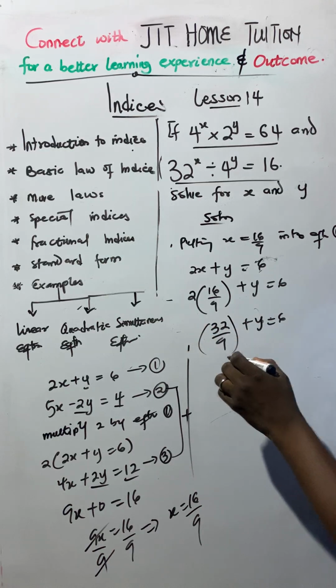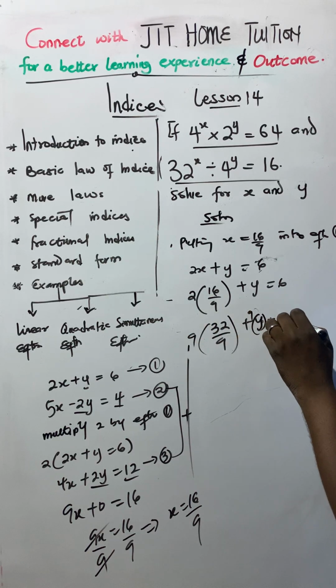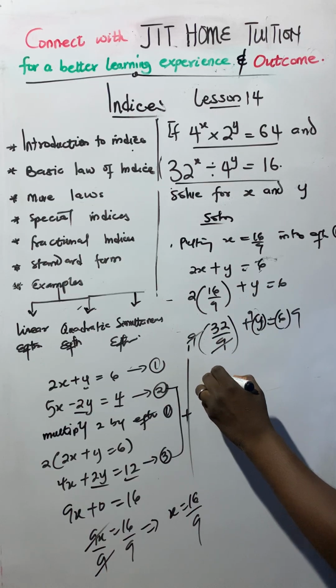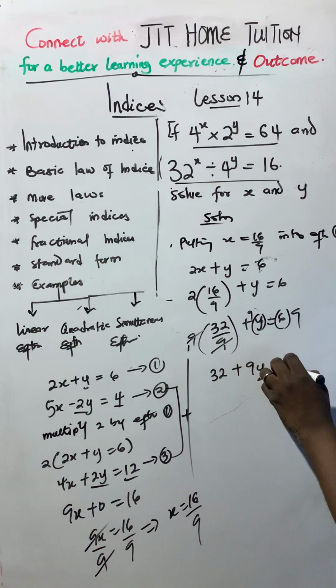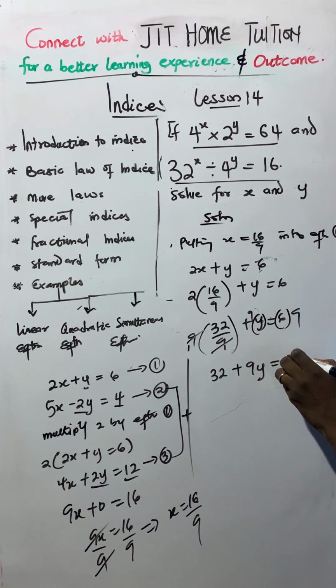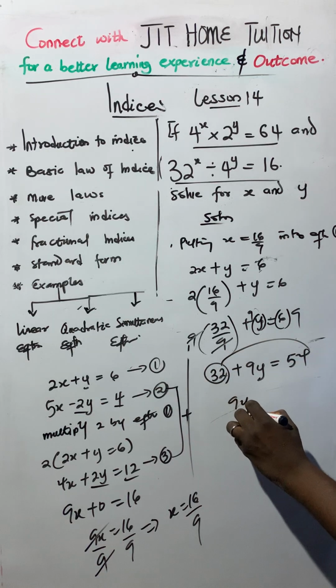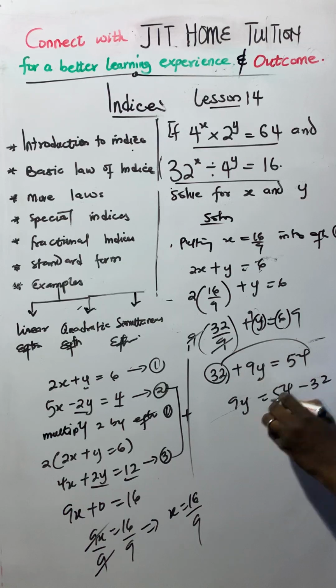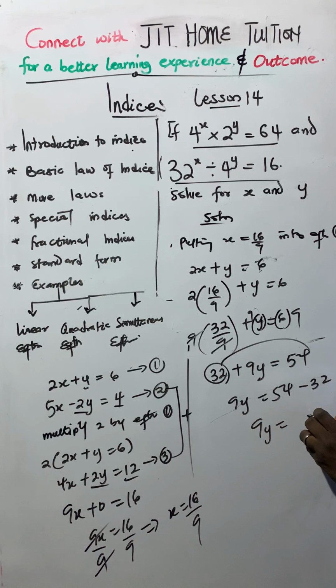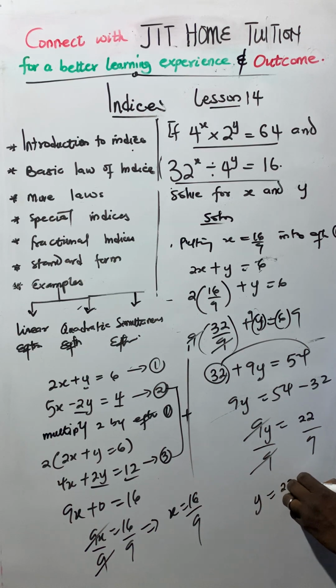All right. You can find the LCM and multiply through both sides. Each side. This one will cancel, giving you 32 plus 9y equal to, so this one, I think, will give you 54. So here will be 54. Then you move this one to this side, giving you 9y equal to 54 minus 32. So you have 9y equal to 22. Then divide both sides, okay? And you have y equal to 22 on 9.